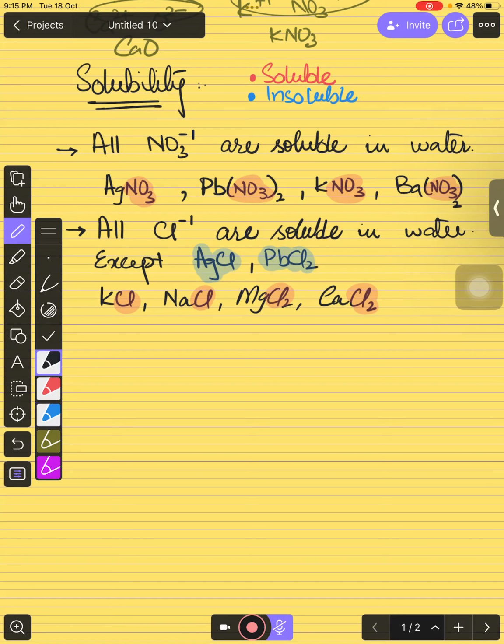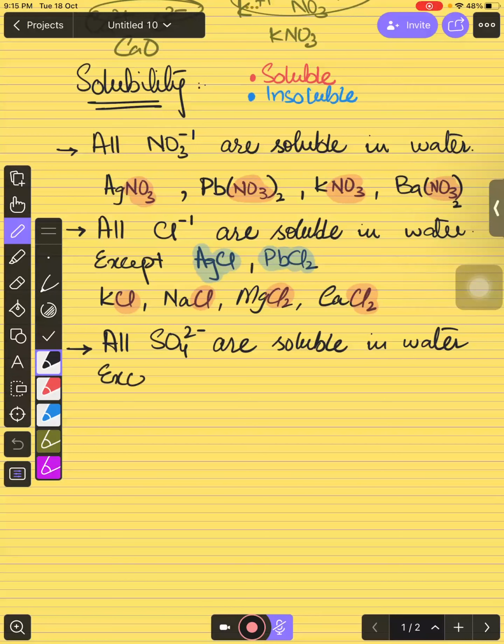So let's move on towards the third statement. The third one is saying that all sulfates are soluble in water. All sulfate salts, the salts having SO4, are soluble in water. Again, there are some exceptions as well, and these exceptions are calcium sulfate, barium sulfate, and lead sulfate, right? So these three sulfates are insoluble in water and the rest of all are soluble.